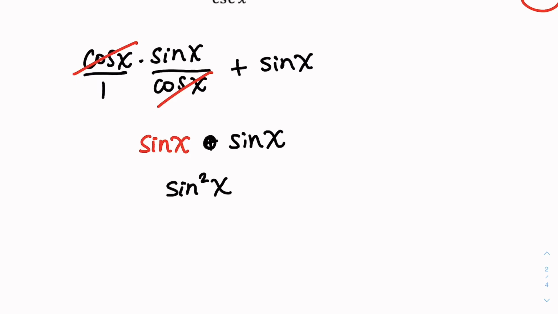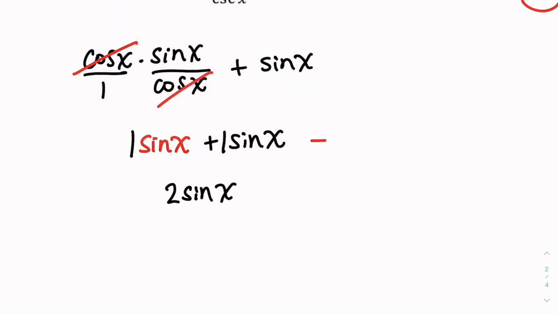That would only be if we were multiplying in the middle. Since we're adding, we're going to treat these like terms. We have 1 sine x plus 1 sine x, so we add the numbers in front, and our answer is 2 sine x.